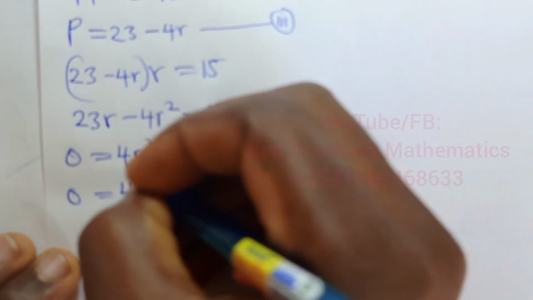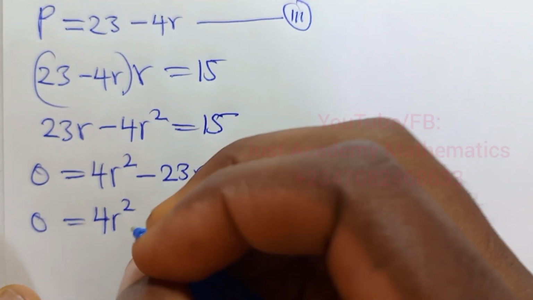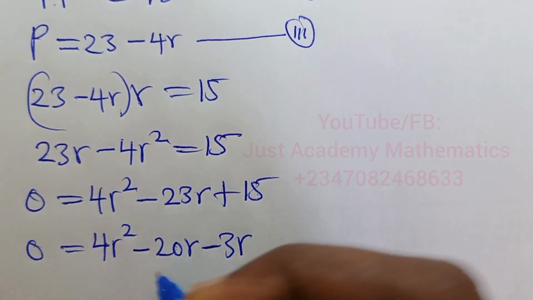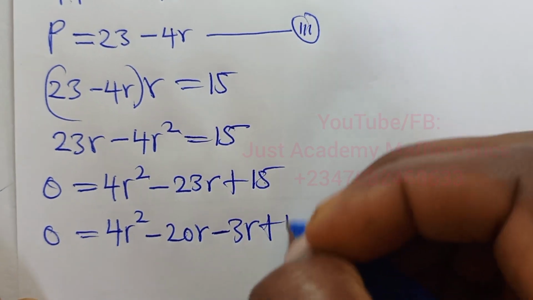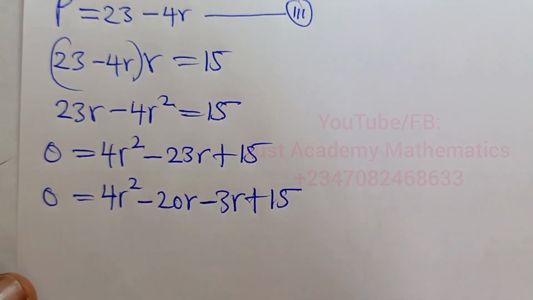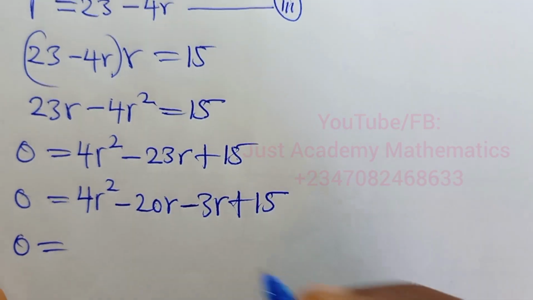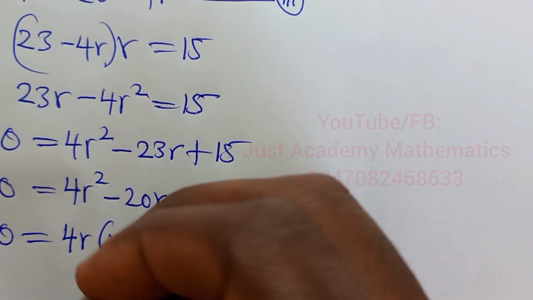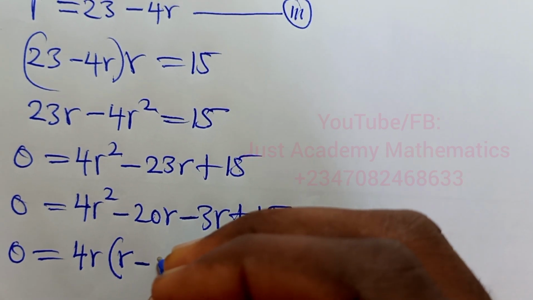So let's bring it back here. We'll say here now, 4R squared. What did we say again? Minus 20R minus 3R. This 2 is this one now, plus 15. So what is common in the first pair? 4R is outside. What's remaining? R minus what? 5.